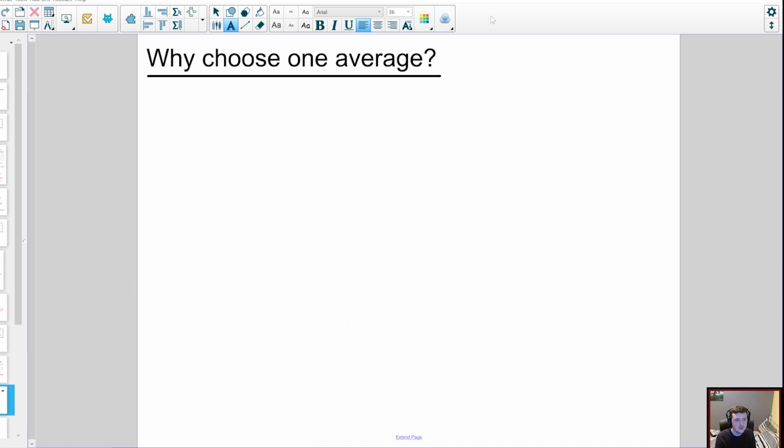Okay, moving on to this topic. This isn't really work, it's more about a discussion really. Why do we choose one average over another? Let's consider this data here.